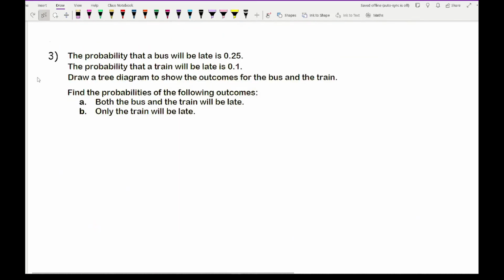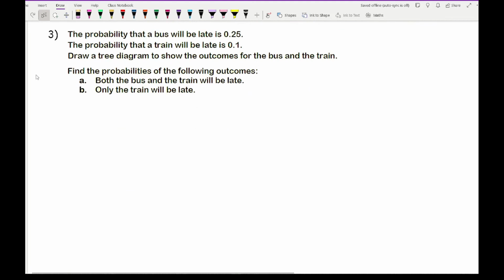All depends on that. Now this next question, it says that the probability that a bus is late is 0.25 and the probability that a train is late is 0.1. Draw a tree diagram to show the outcomes for the bus and the train. So again, here we're just going to assume whatever's mentioned first is our first event, what's mentioned second is our second event. So looking at this, we've got our bus, and that's either going to be late or not late.